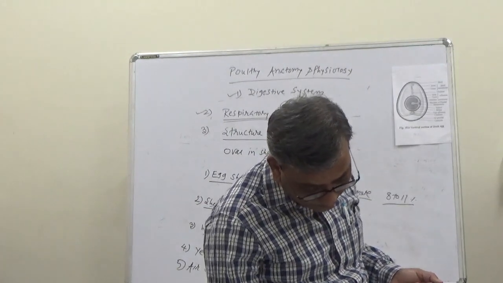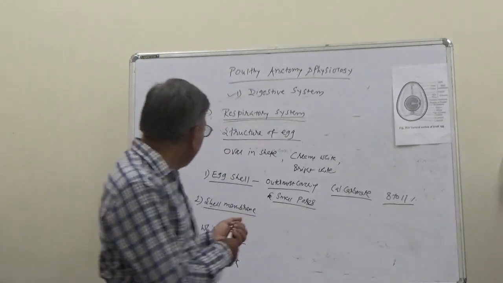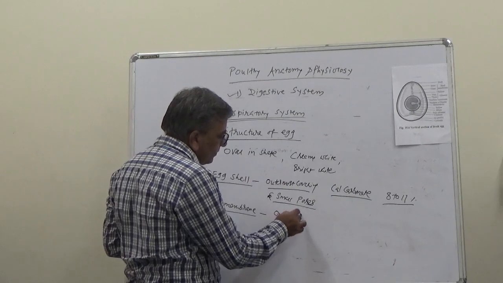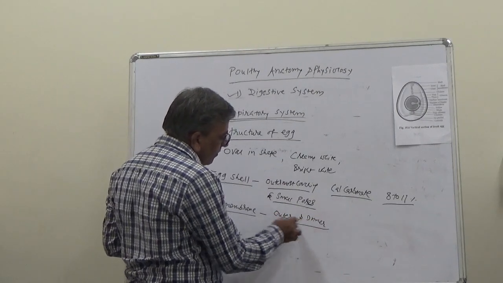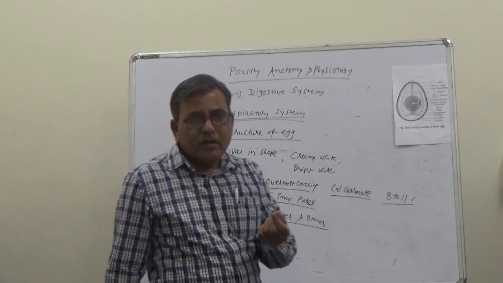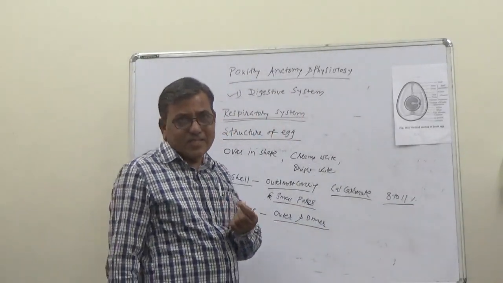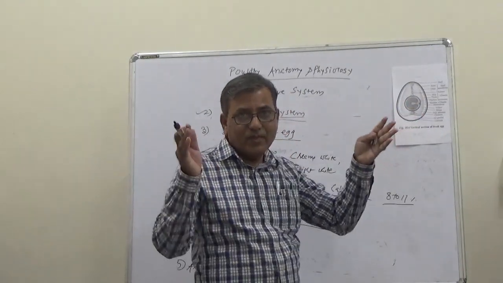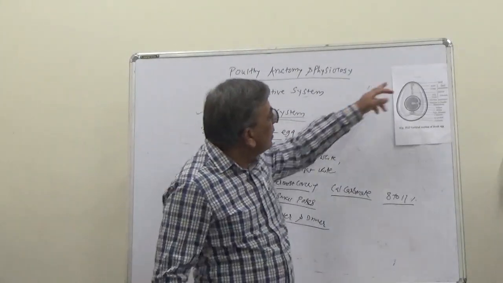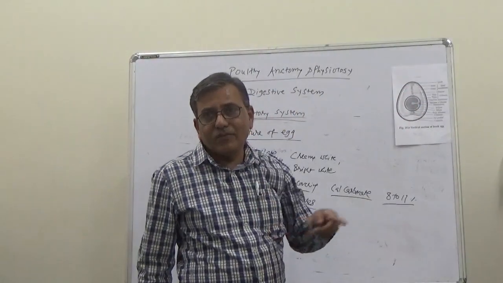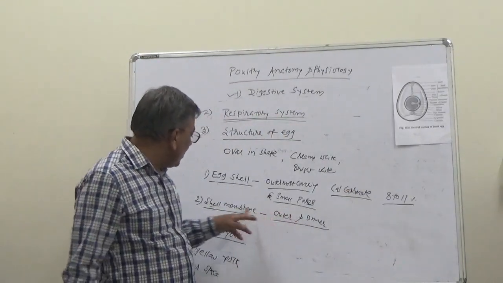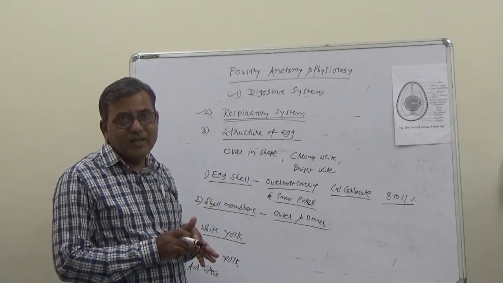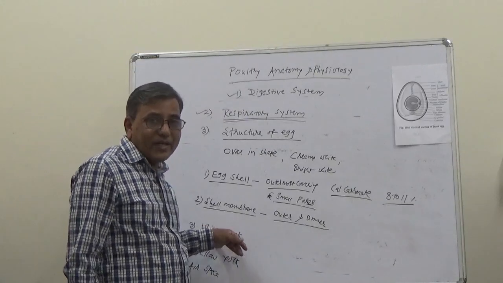It is followed by shell membrane. They are two in number, outer and inner. Plastic-like membranes are present just next to eggshell. From outside we are going inside the egg. Eggshell is followed by a layer of thin membrane called the outer shell membrane, and it is followed by the inner shell membrane, next to which is present the white yolk.